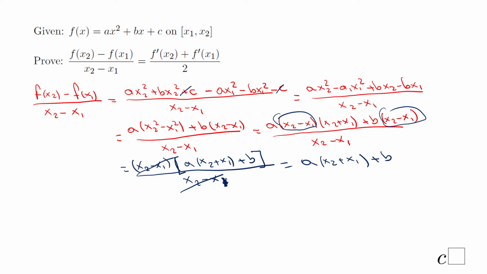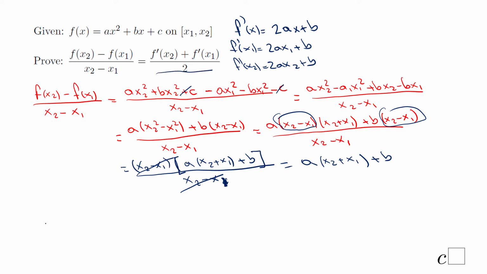So now we're going to move to the second expression, and let's see what that is. So first of all, let's see what f prime is. F prime of x, since this is a quadratic, is going to be 2ax plus b. So I'm going to find f prime of x1, which is going to be 2ax1 plus b, and similarly f prime of x2, which is going to be 2ax sub 2 plus b. And now we're going to try to get this expression. Let's see what we get.